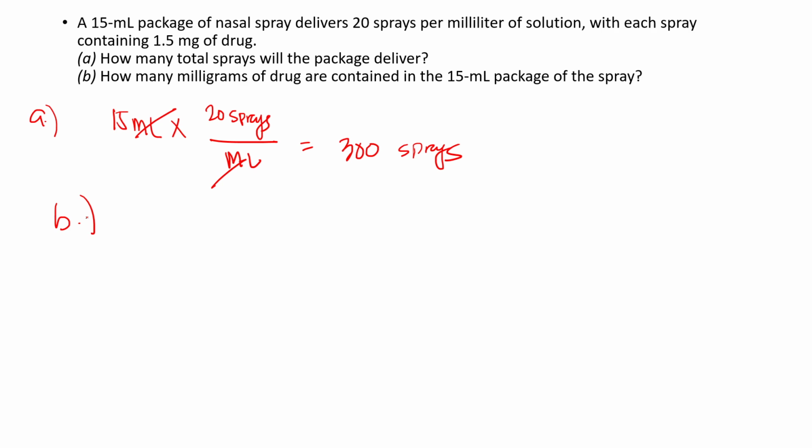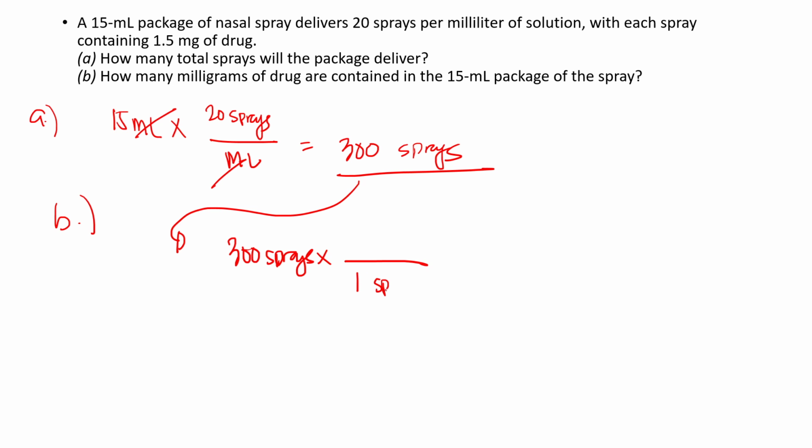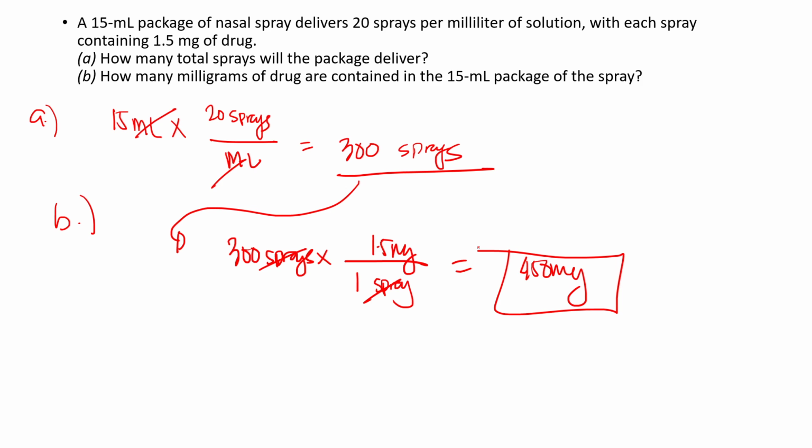Next, how many milligrams of drug are contained in the 15 ml package of the spray? So we already have the amount of sprays from the first problem. Let's use this in the second part of the problem. 300 sprays times each spray contains 1.5 milligrams of the drug. So one spray is 1.5 milligrams. So 300 times 1.5, I think it's 450 milligrams. So the whole package of 15 ml contains 450 milligrams of drug.